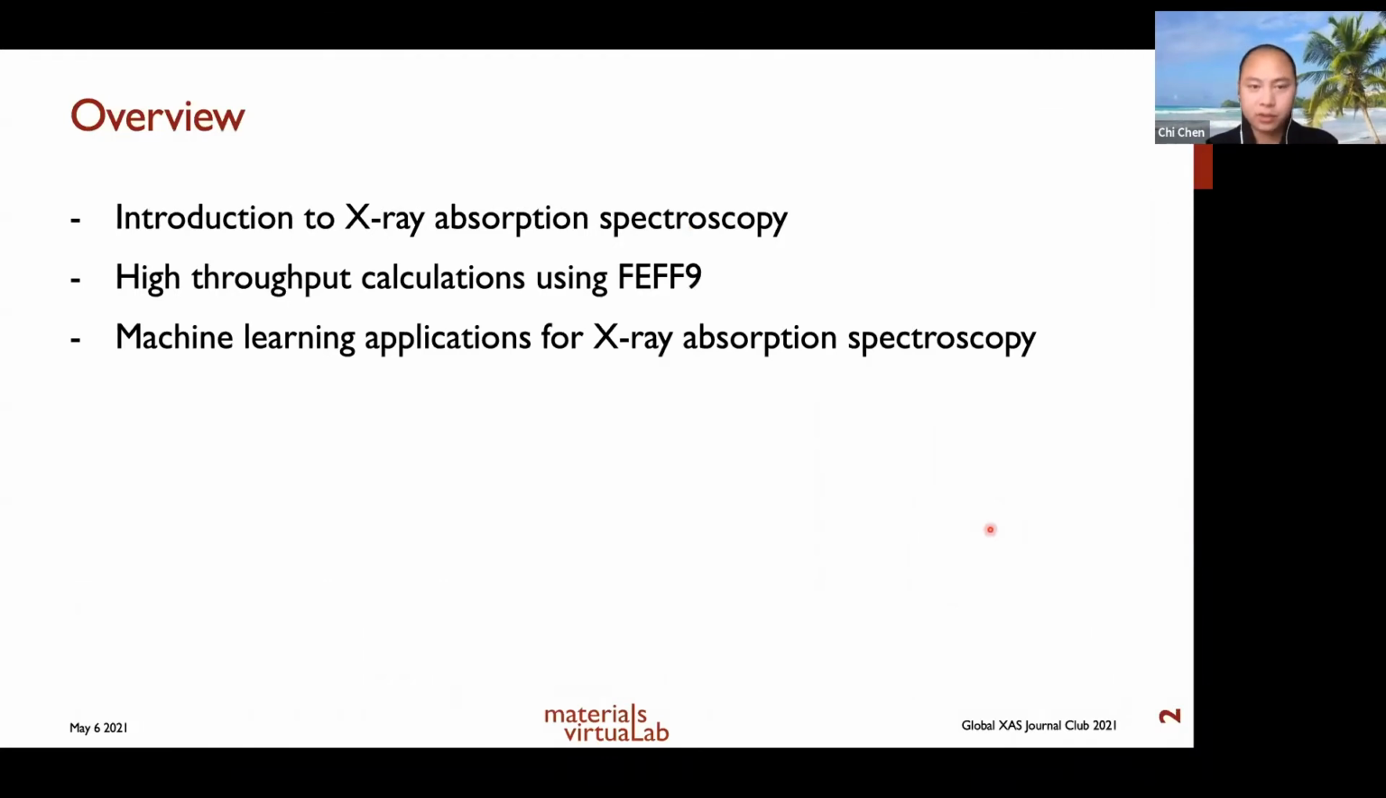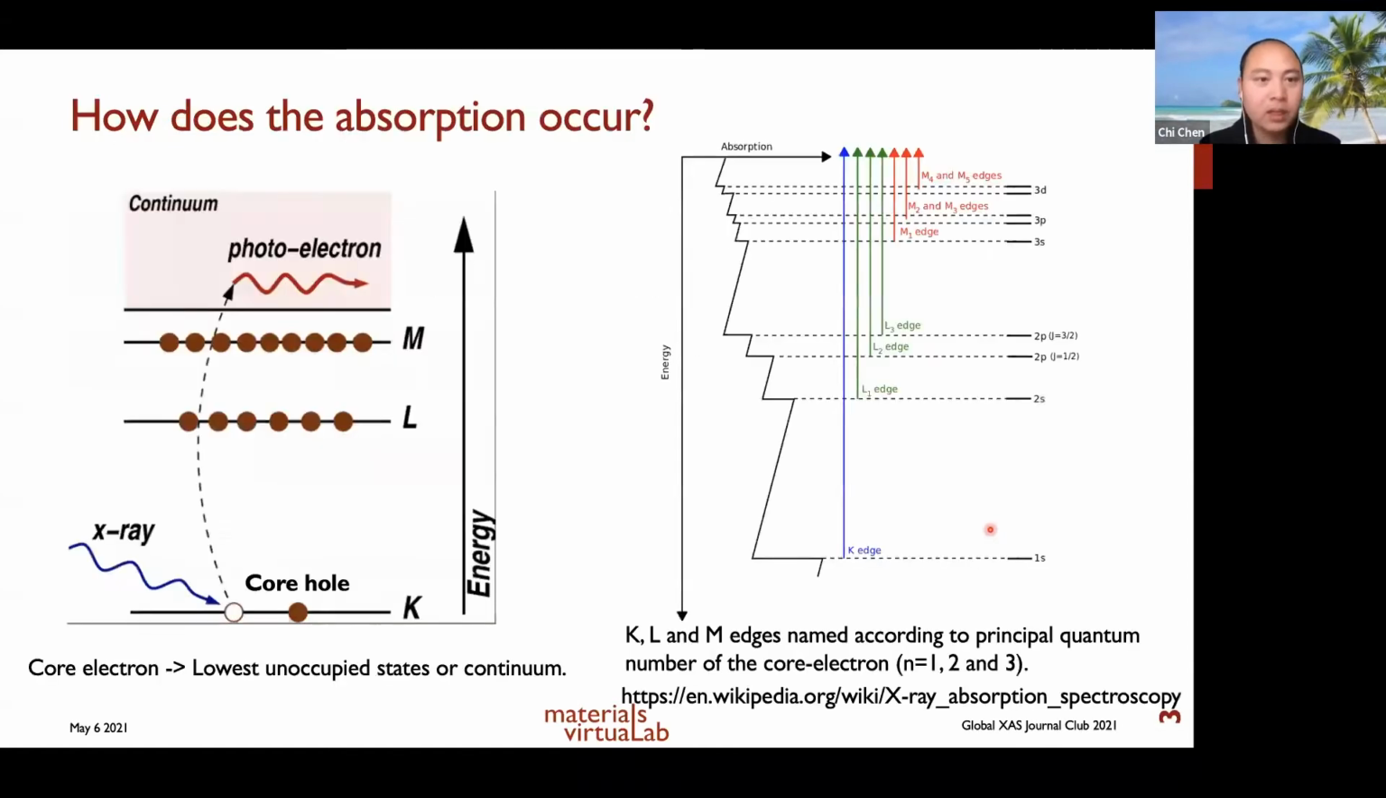In the beginning, I will give a short introduction of X-ray absorption spectroscopy, which I think is not necessarily needed for this audience, but to make the presentation more coherent, I decided to put it into this talk. And then I will go through the high throughput calculation workflow that we built to generate the largest database for the XAS and host the data on the Materials Project. And lastly, I will introduce a few works, including our own work on applying machine learning to X-ray absorption spectroscopy.